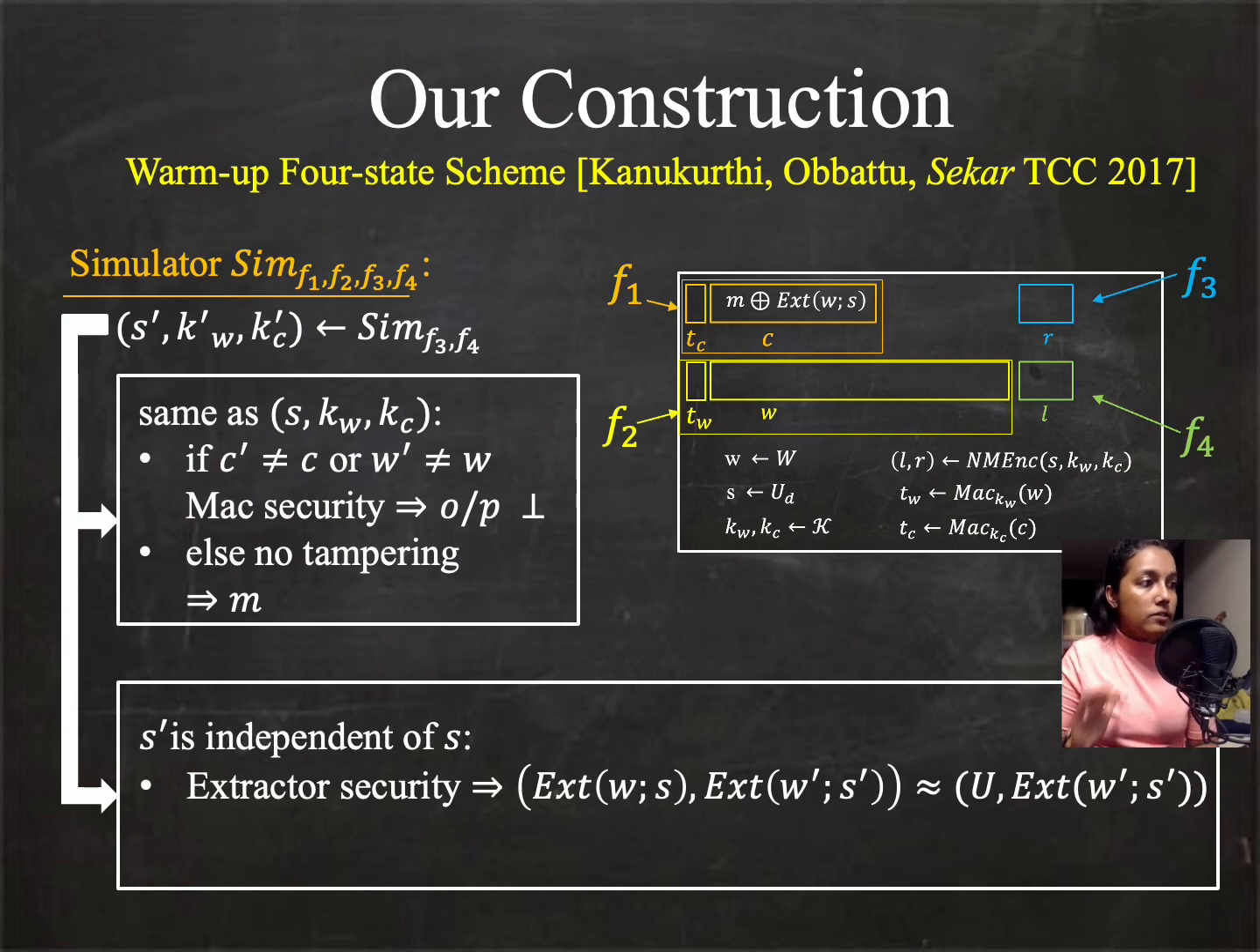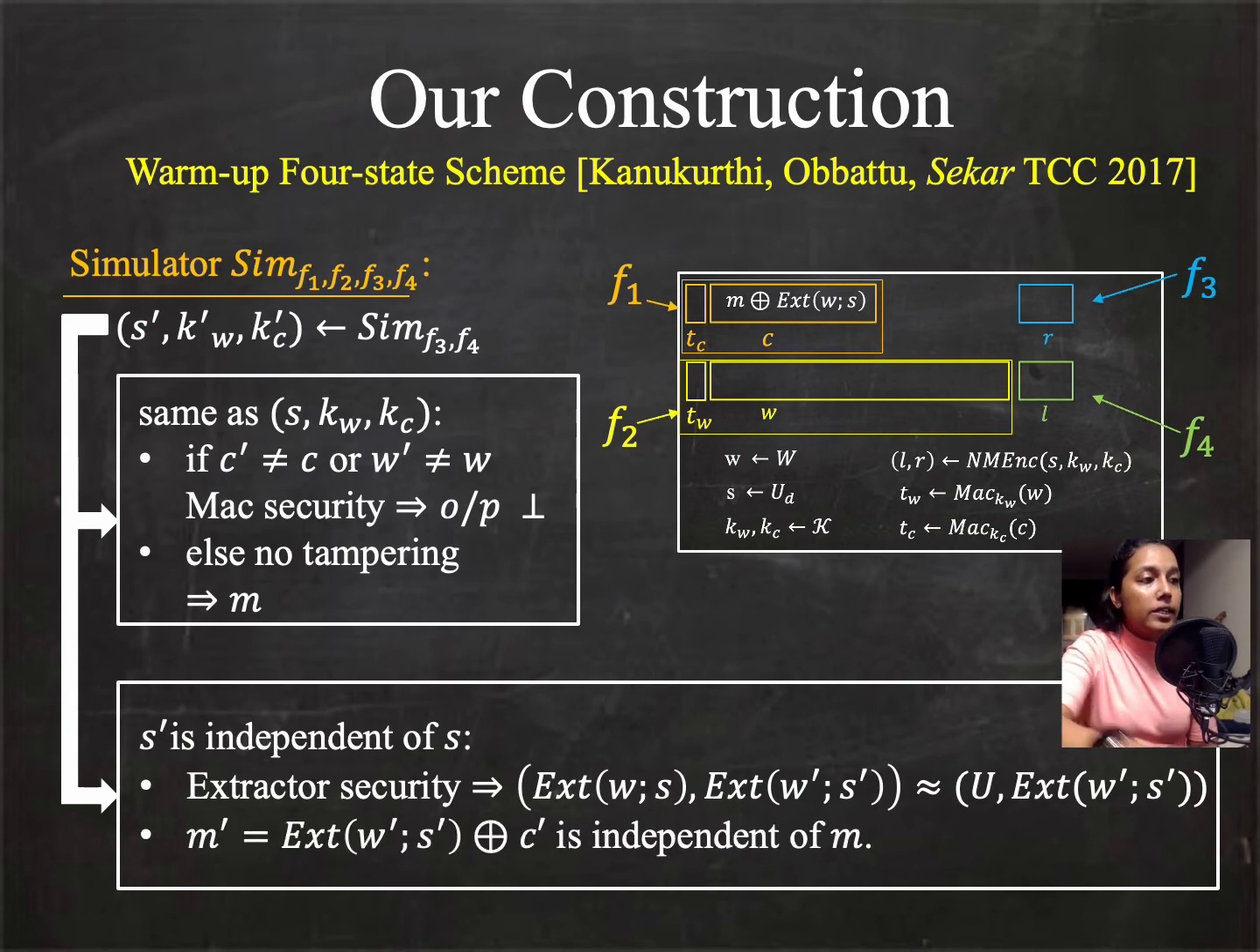So having this security, what is in turn guaranteed is that M prime, which is just the extractor output on W prime and S prime, XORed with the modified C prime, is independent of M. That's what is implied by this, and this is what gives us the non-malleability feature. So good, we have something which works for a 4-state scheme.